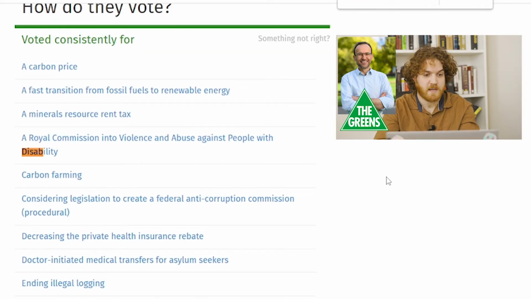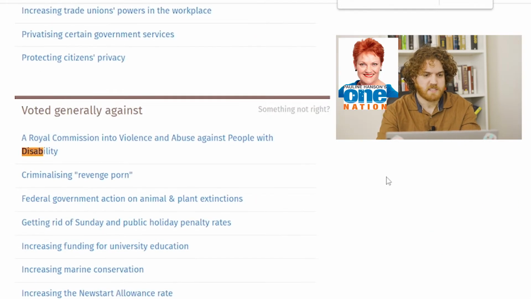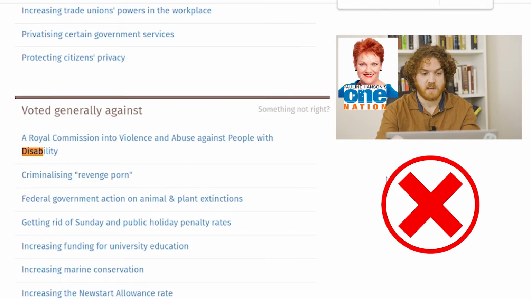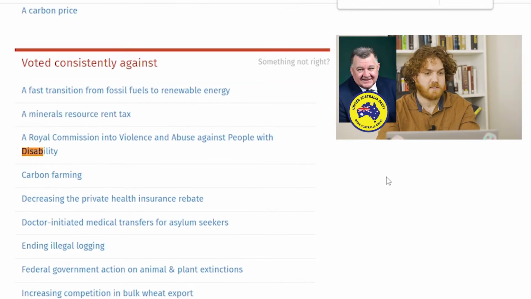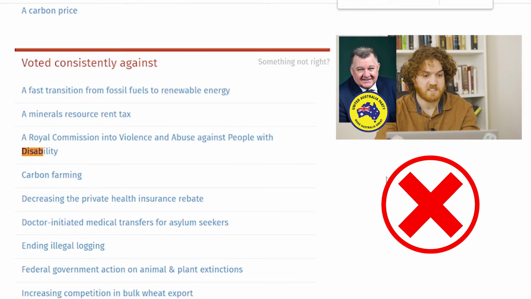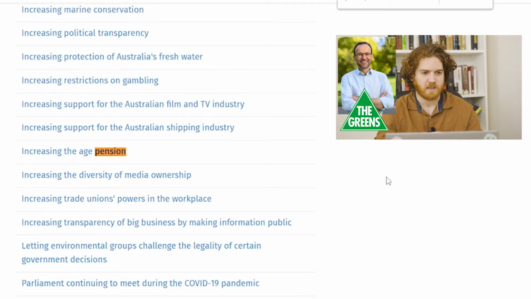Disability is our next topic. So Greens, Adam Bandt consistently voted for a Royal Commission into violence and abuse against people with disability. Pauline Hanson has voted generally against a Royal Commission into violence and abuse against people with disability. And Craig Kelly, United Australia Party, has voted consistently against a Royal Commission into violence and abuse against people with disability.